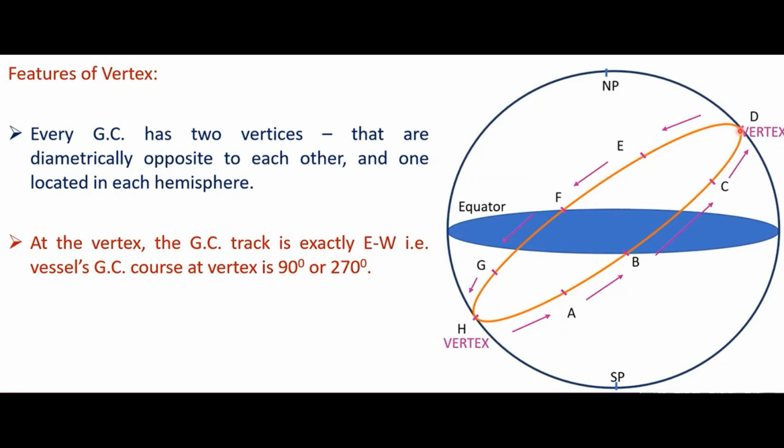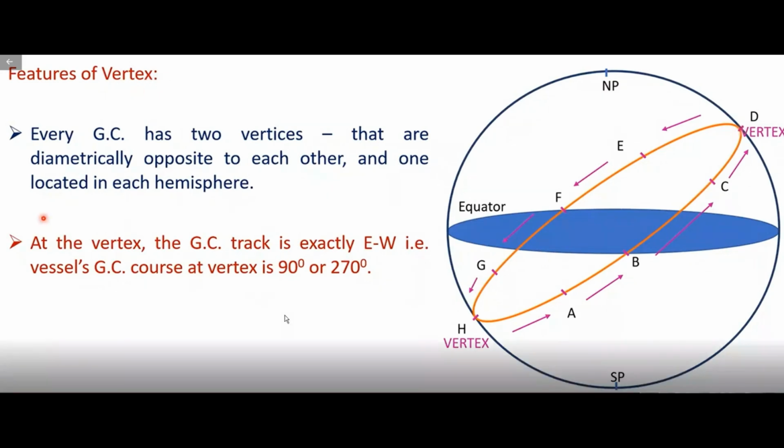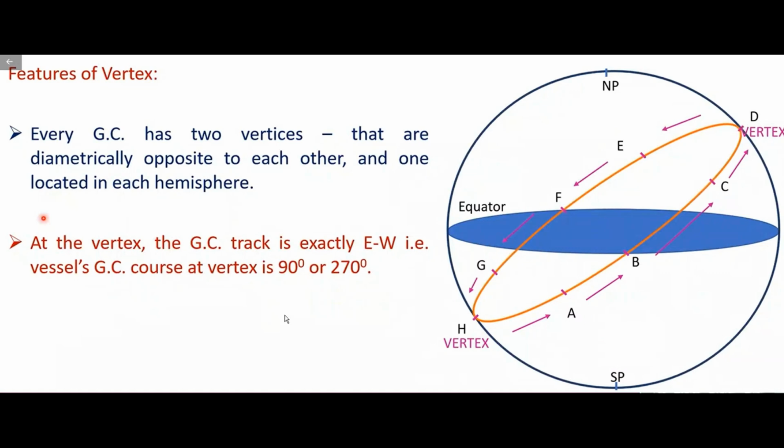As the vessel is always aligned along the great circle, it also means that the great circle track at the vertex or the vertices is running in the east-west direction. So this is clear, beta? Yes, sir. Okay, all right.